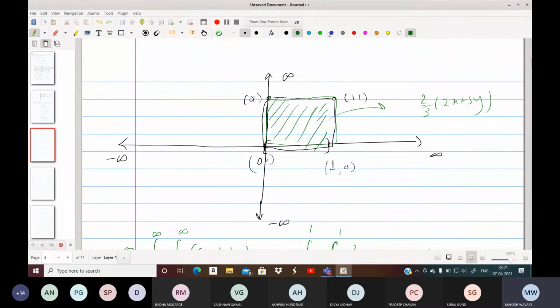x is between, okay, let me change the color now. Okay, red color I will take. x is between 0 and half. Suppose half is here. And y is between 1 by 4 to half. If half is here, then 1 by 4 will be here.